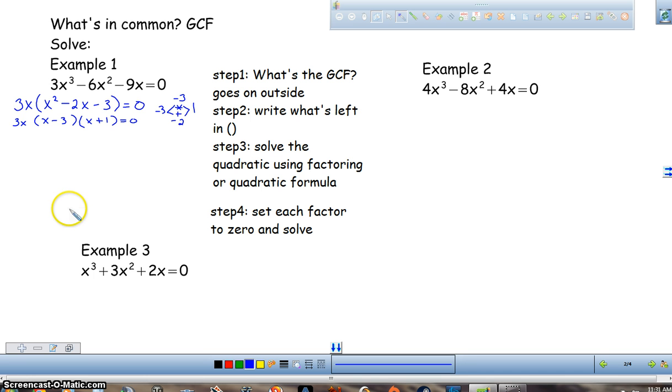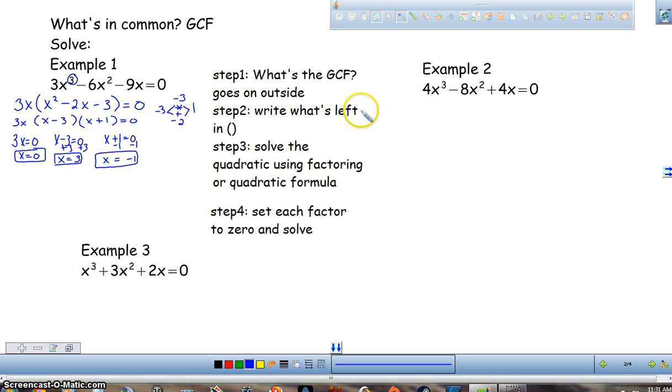Step 4, set each factor to 0 and solve. So we're going to have 3x is 0, x minus 3 is 0, and then x plus 1 is 0. So this would give us x is 0 as one solution. If I add 3 here, x would give me 3. And then if I subtract 1 from either side, here's our 3 solutions. Look at the degree of our polynomial. It was a cubic function, so we need to get 3 answers in there. They all are.